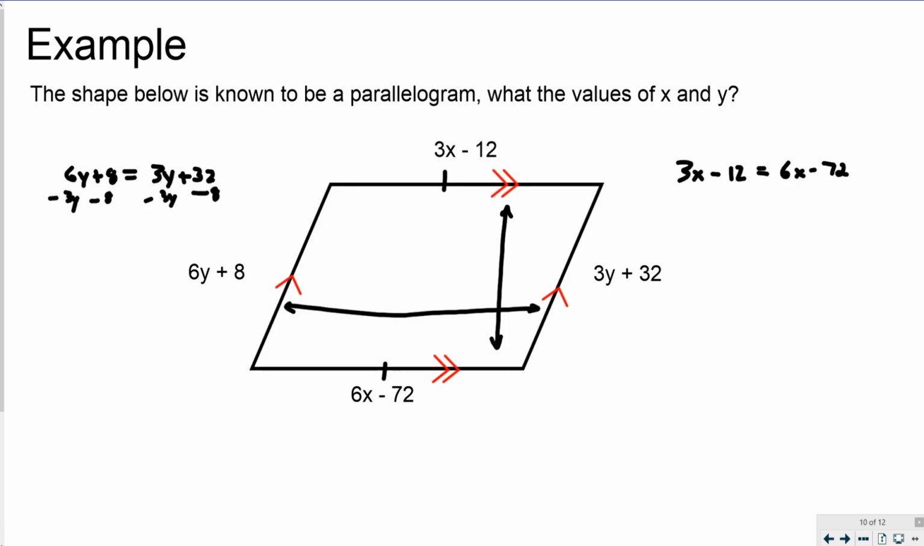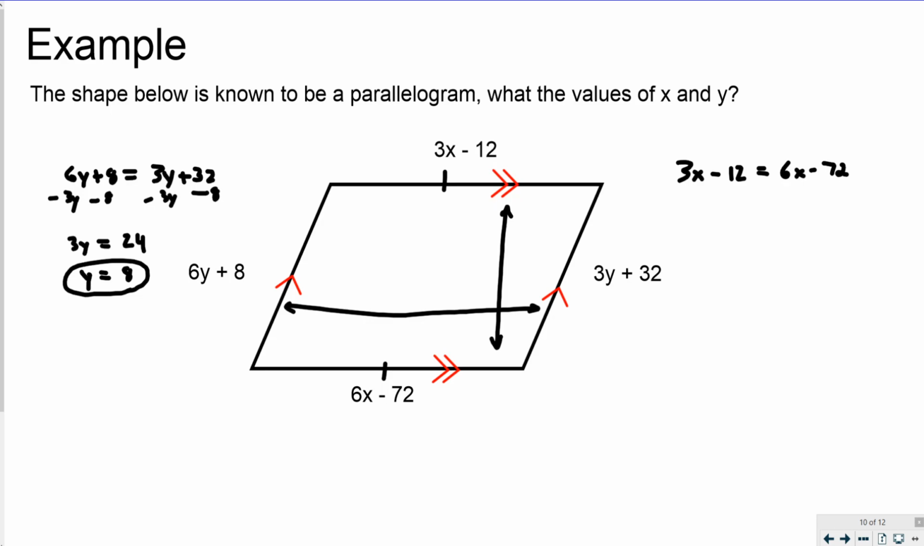So 6y minus 3y is still 3y. 32, the y's cancel over here, and then 32 minus 8 is 24. So dividing by 3, y equals 8. So I have solved for y.